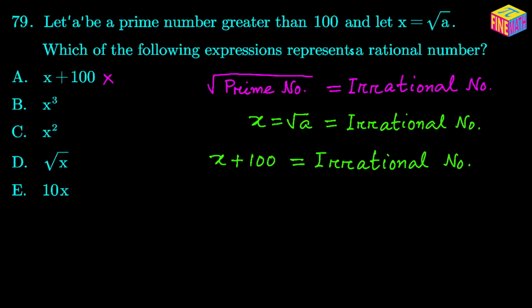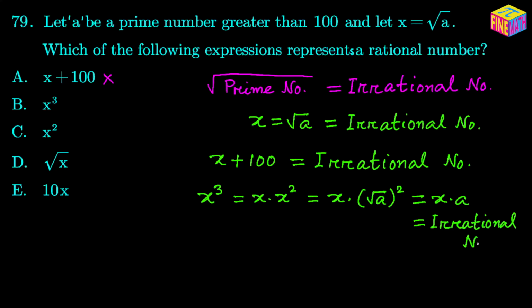Okay, how about x cubed? Well, let's try the x cubed. Well, x cubed would be x times x squared. So that would be x times square root of a whole squared, and that will be x times a. Now the product of an irrational number and a rational number is also always irrational. So this product is also always irrational. It will be an irrational number. Alright, so this is also not going to work out.